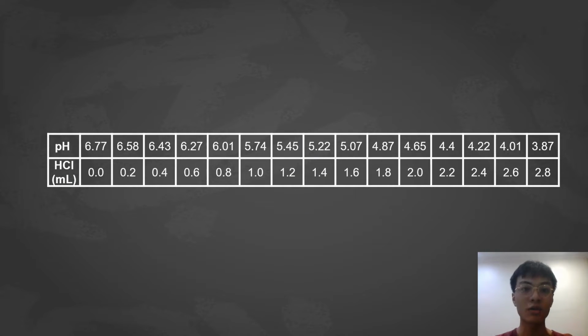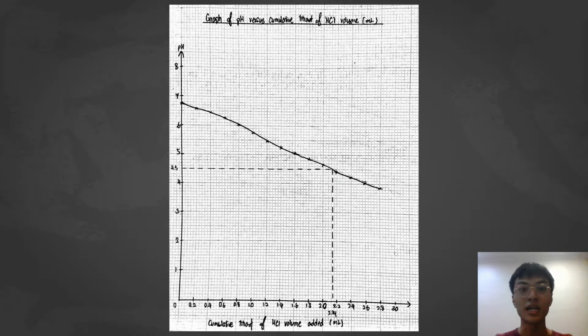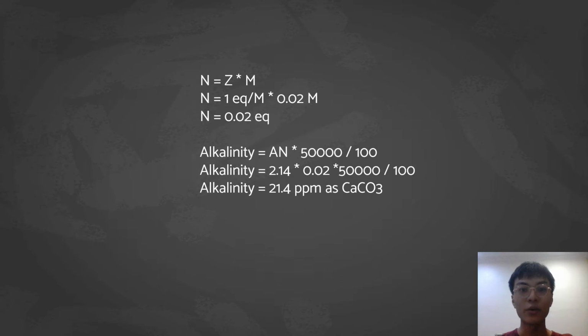Then, the data obtained was recorded in a table. A titration curve of the observed pH versus cumulative milliliters of HCl added was plotted. From the curve, we obtained the volume of HCl added when pH equals 4.5. Lastly, we compute the alkalinity value of the HCl in ppm of calcium carbonate.